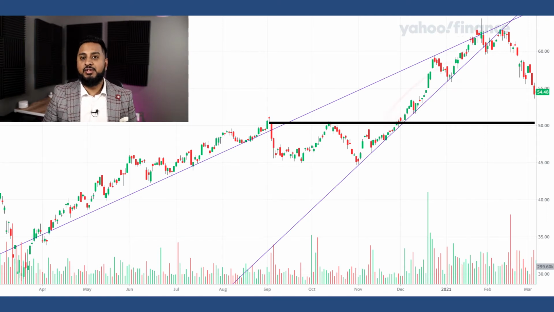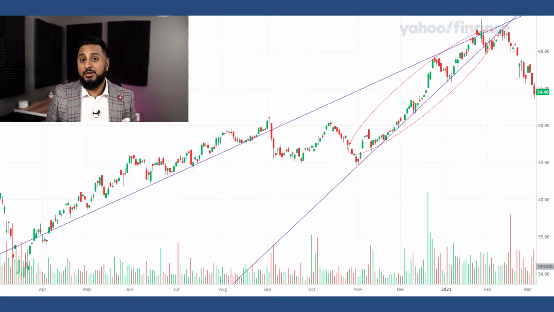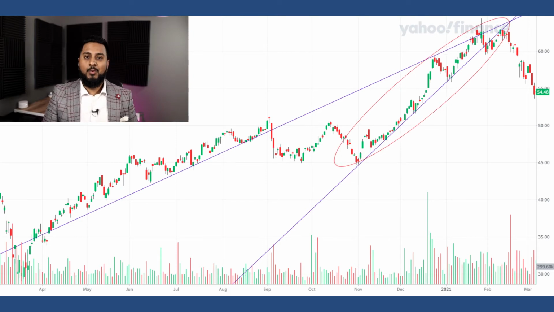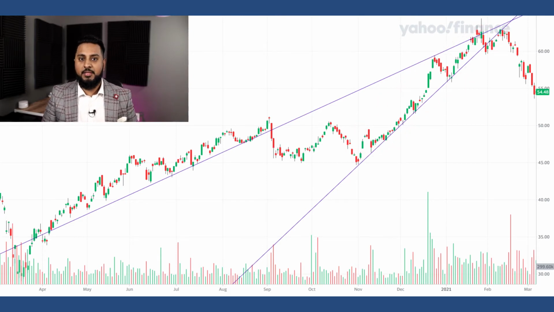From this point until just last month, Hack continued to be supported by a new trend line. However, when it violated the trend line last month, the results were more in line with what we would have expected to happen, and this is a sell-off.